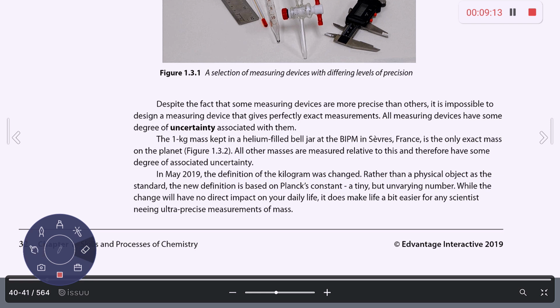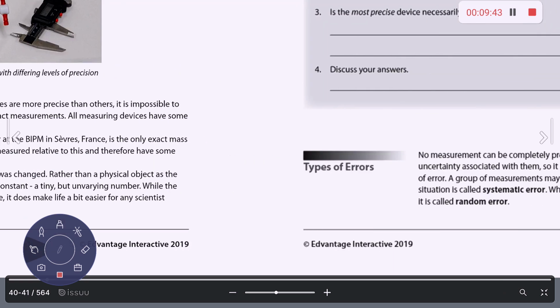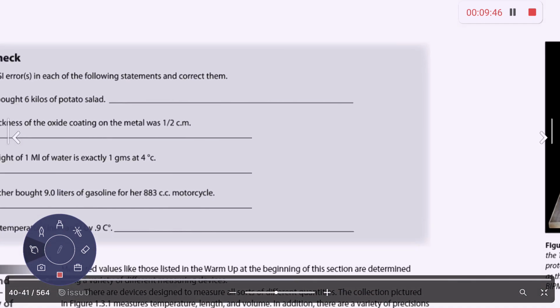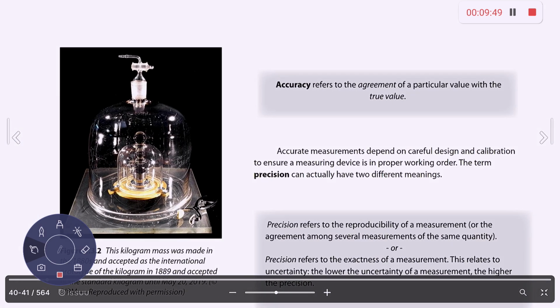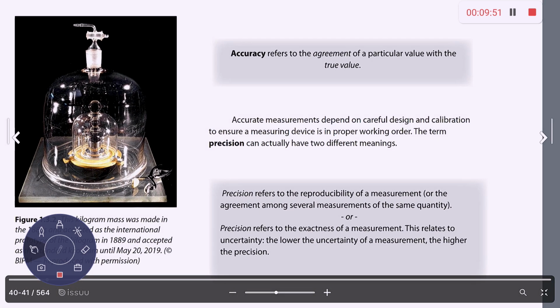Now, let's take a look at uncertainty. There is technically only one exact mass in the whole world, and it's in France, okay? So in France, they have a kilogram in a helium-filled bell jar, and that is the exact mass on the planet, and all of the other masses are measured in comparison to it. So that means all of the measurements that we make have some degree of uncertainty to them. This is shown on the next page. Here's my bell jar in France with 1 kilogram inside of it, okay?